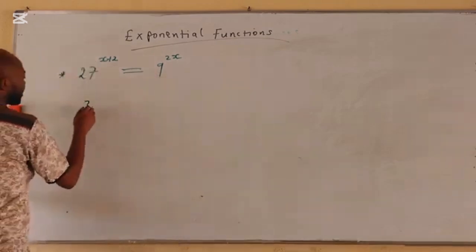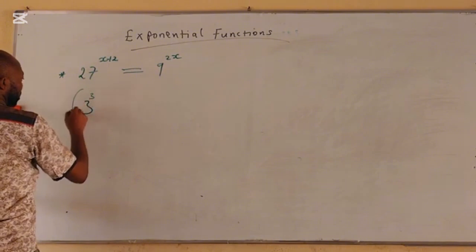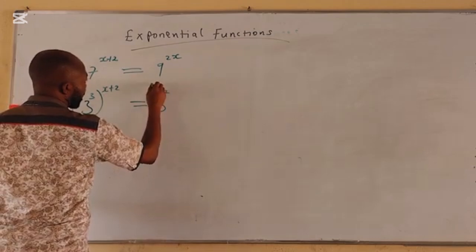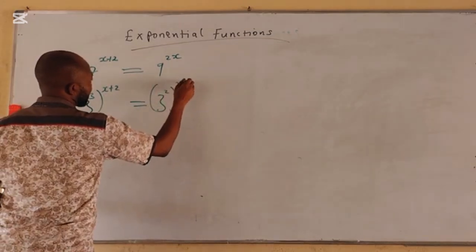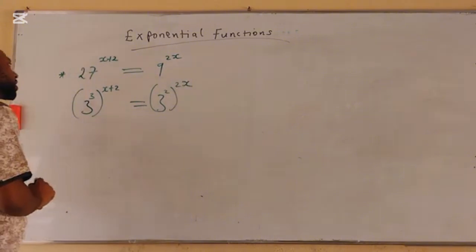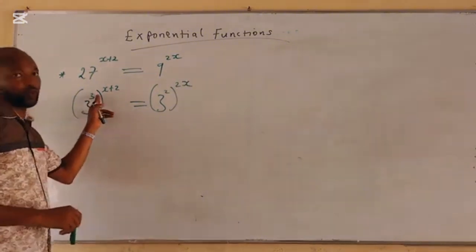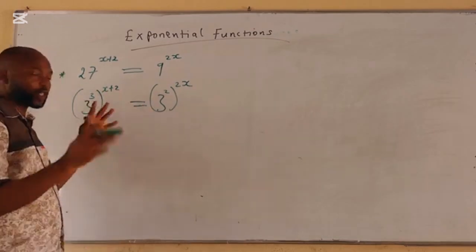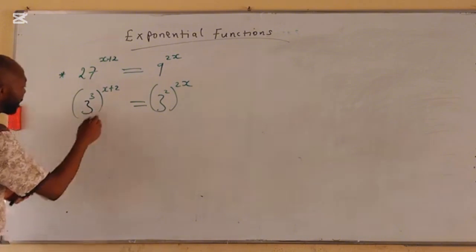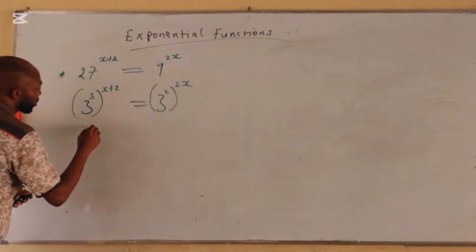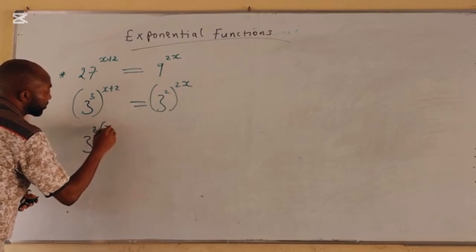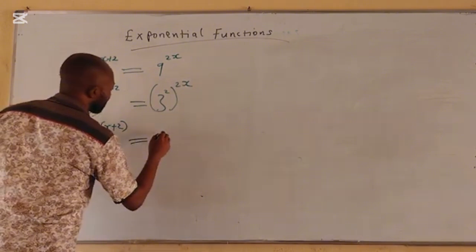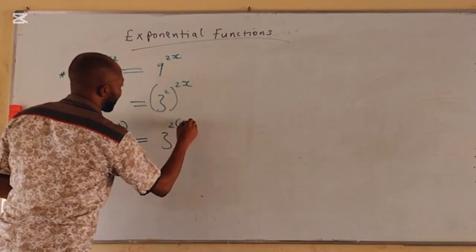So here, 3 raised to the power of 3 will give me 27, all raised to the power of x plus 2, is equal to 3 raised to the power 2 here, all raised to the power 2x. Power law of indices: when a number 3 is raised to a certain power 3, which is again raised to another power x plus 2, the powers are multiplied together for the final result. So I now have 3 raised to the power of 3 times x plus 2. That is what it means. It's equal to 3 raised to the power 2 times 2x.